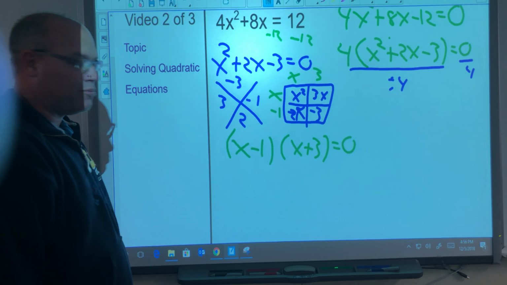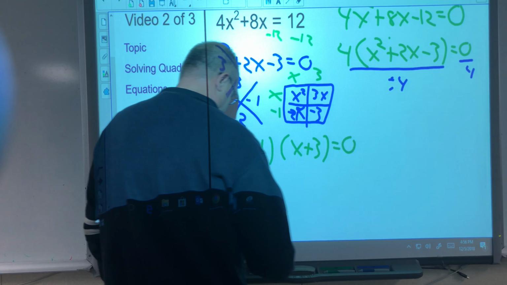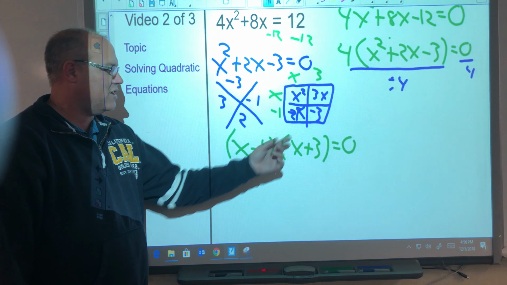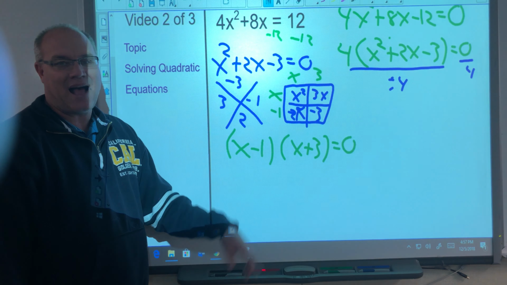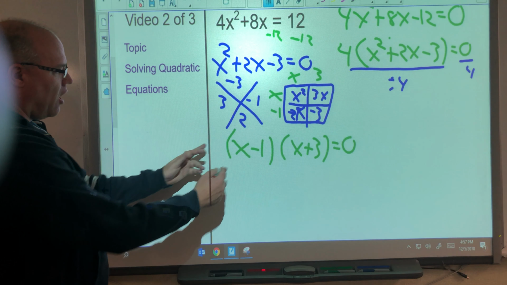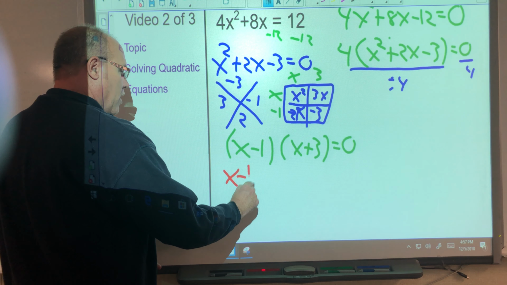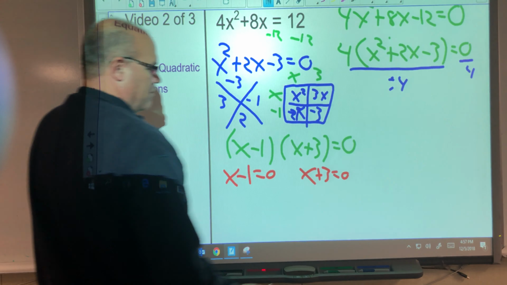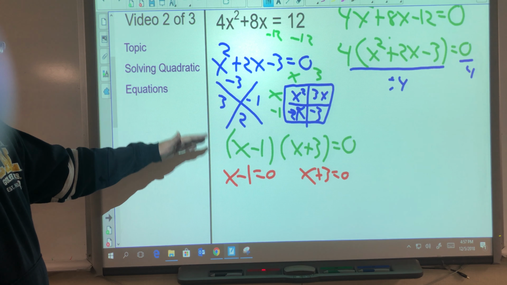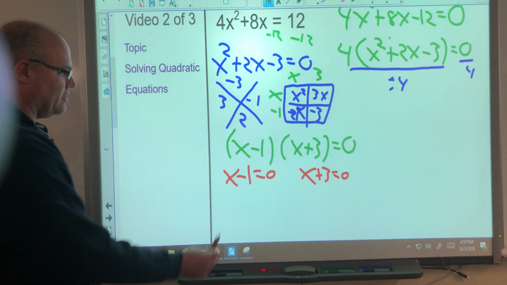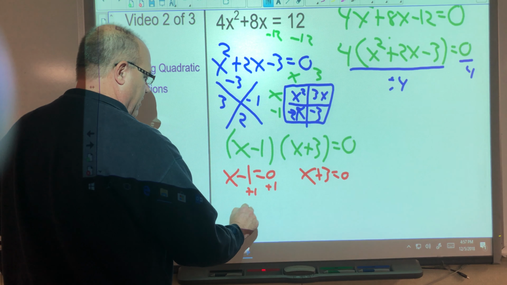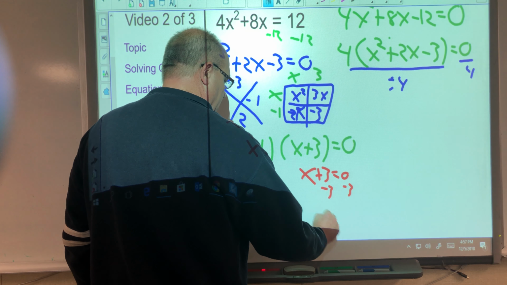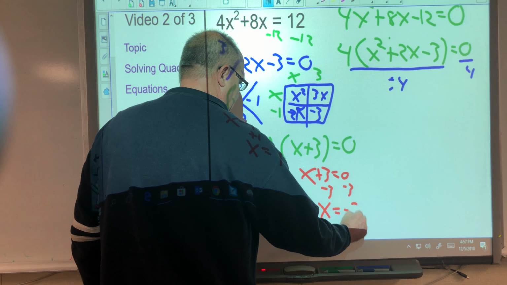Now we're going to apply the zero product property we talked a lot about in class, which says that if the product of two or more factors equals 0, then one of these factors has to be 0. So to solve for this, x minus 1 could equal 0, or x plus 3 could equal 0. This is applying the zero product property. And then from here, it's very easy to solve the equation. We add 1 to both sides here, and we get x equals 1. We subtract 3 from both sides here, and we get x equals negative 3.